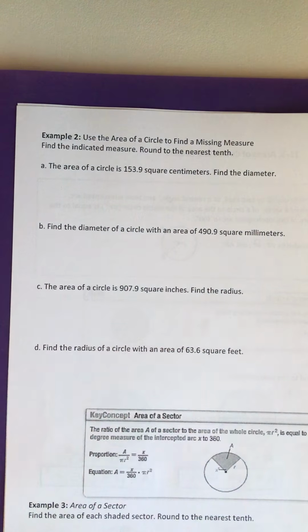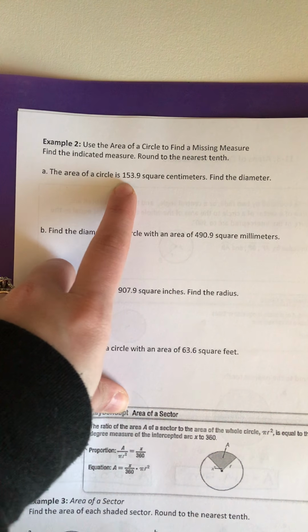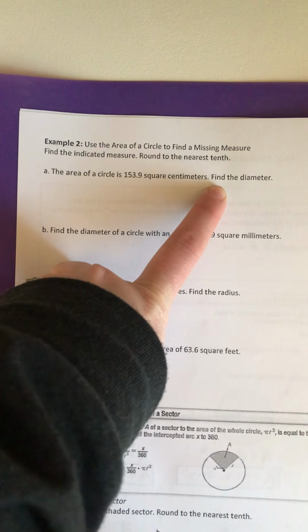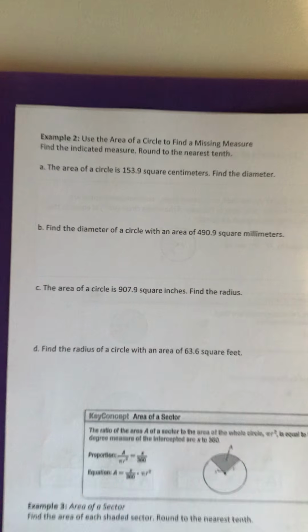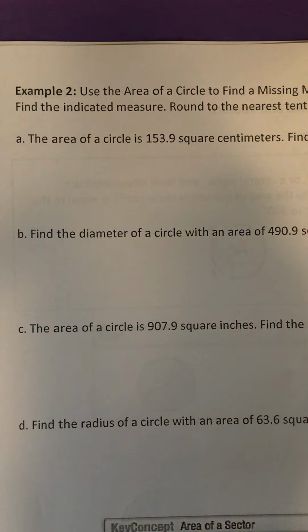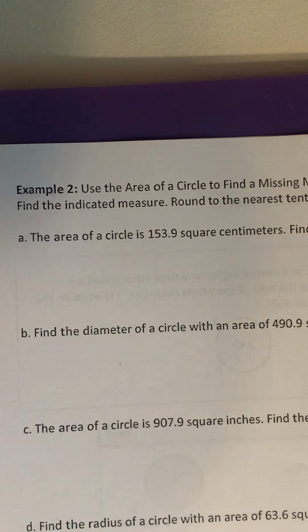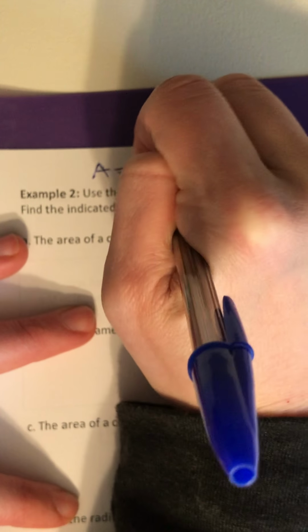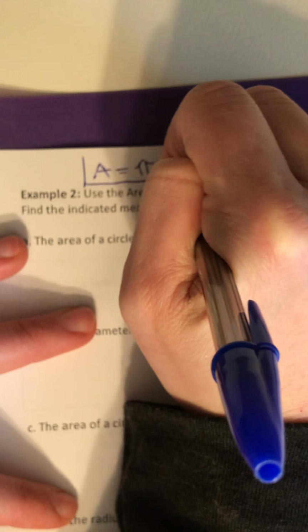Next thing we're going to do is the back page. Example 2, before we stop. It says, find the indicated measure, round to the nearest tenth. So I give you the area of a circle. It's 153.9 centimeters squared, and we want to find the diameter. So let's think back to our formula. Our formula is area equals pi r squared.